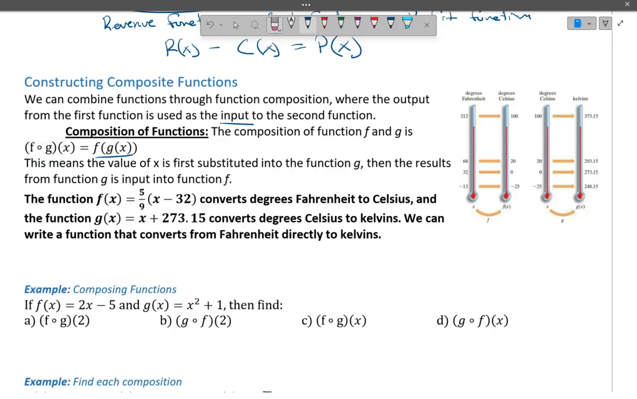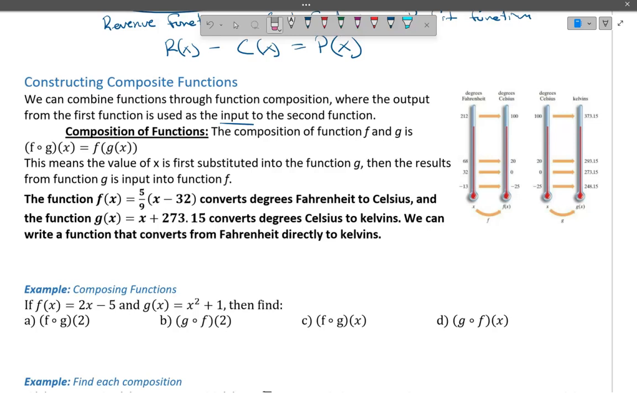And so another way that we can represent this is by taking the second function and literally writing it as an input into the first function. We read this as f of g of x, f of g of x. And this means that f depends on the value of g and g depends on the value of x. So f and g being dependent variables and x being our original independent variable.